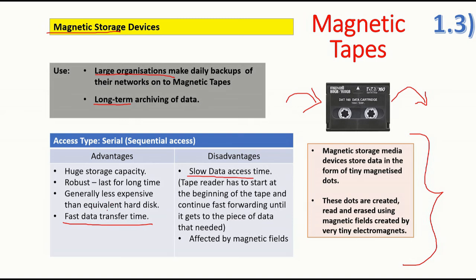Other advantages include that it has huge storage capacity and it is robust, so business backups last for a very long time, and it is generally found to be less expensive than equivalent hard disks. The disadvantage of a magnetic tape, like we said, is a slow data access time. One of the reasons for this is because it is serial access, so the tape reader has to start from the beginning to get to the data that it wants to reach. And also, like all the other magnetic storage devices, this is affected by magnetic fields.